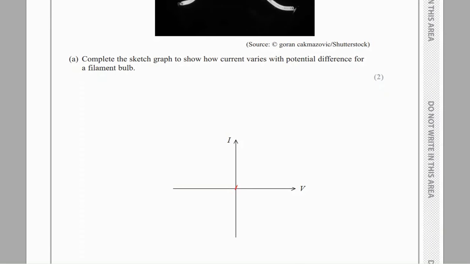When it comes to a filament bulb, always remember a large change in voltage only causes a small change in current. So the shape would look like this. A large increase in voltage only causes a small increase in current. So whether it's an IV graph or a VI graph, it really doesn't matter. If you apply this concept, your answer will always be the same and right, of course. So again, one last time, a large increase in voltage only causes a small increase in current.